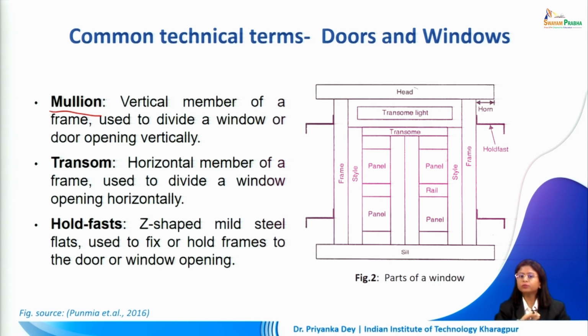Similarly, if we use a horizontal member frame to frame to divide the window, that is called a transom. So, the vertical member dividing frame to frame is the mullion, the horizontal member is the transom.